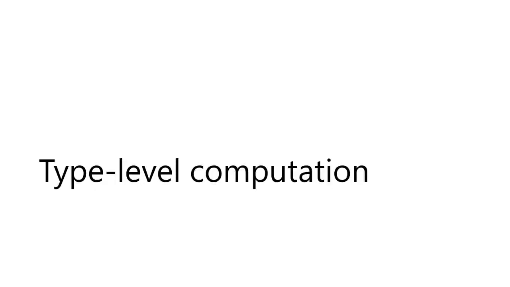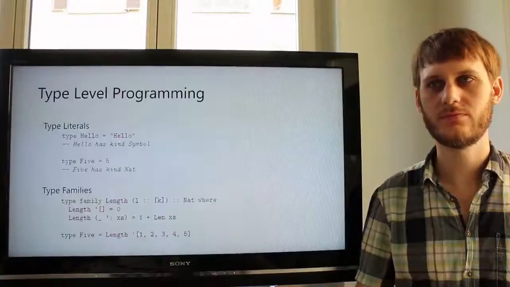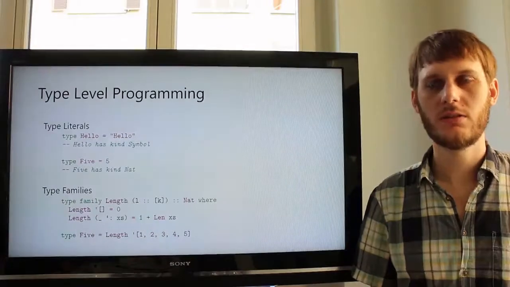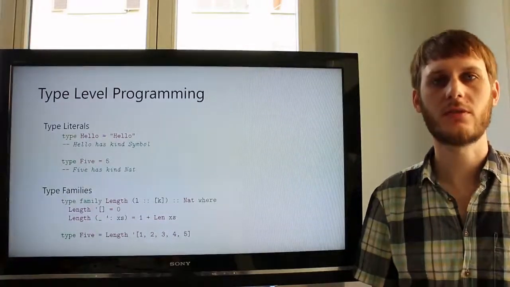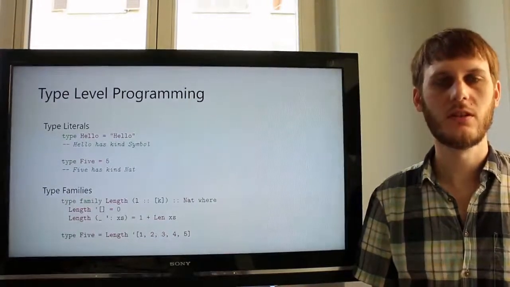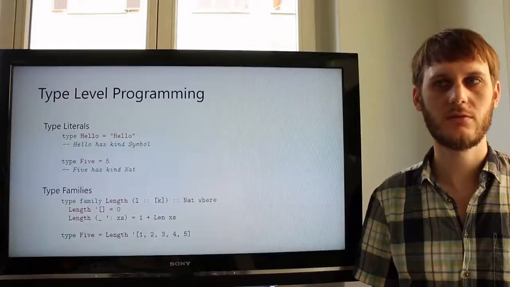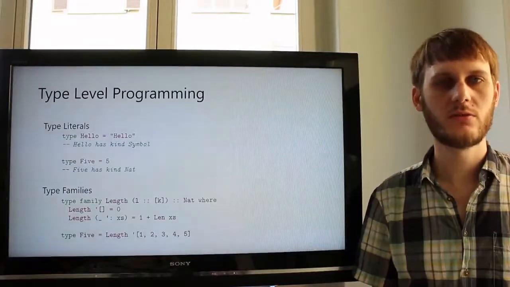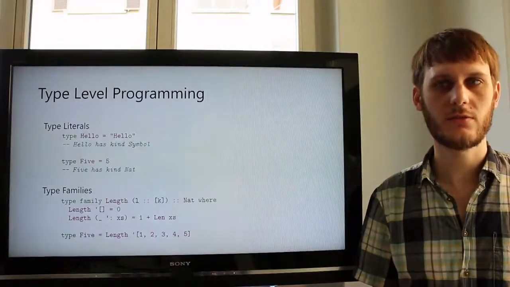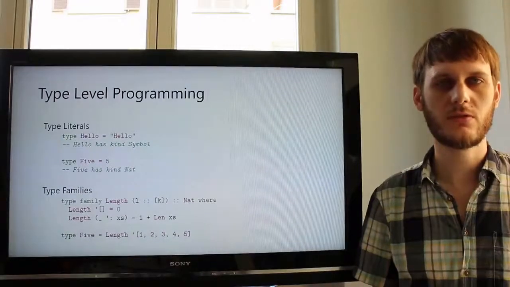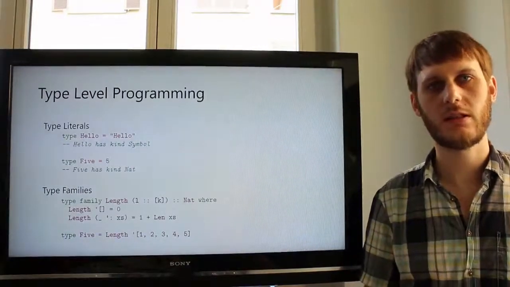Relational lenses make heavy use of Haskell's type system for computation. In particular, relational lenses make use of type literals within the language. This allows us to store strings, numbers, as well as custom data types in type variables. We can also use type families to define functions. The example shows a type family for calculating the length of a list.